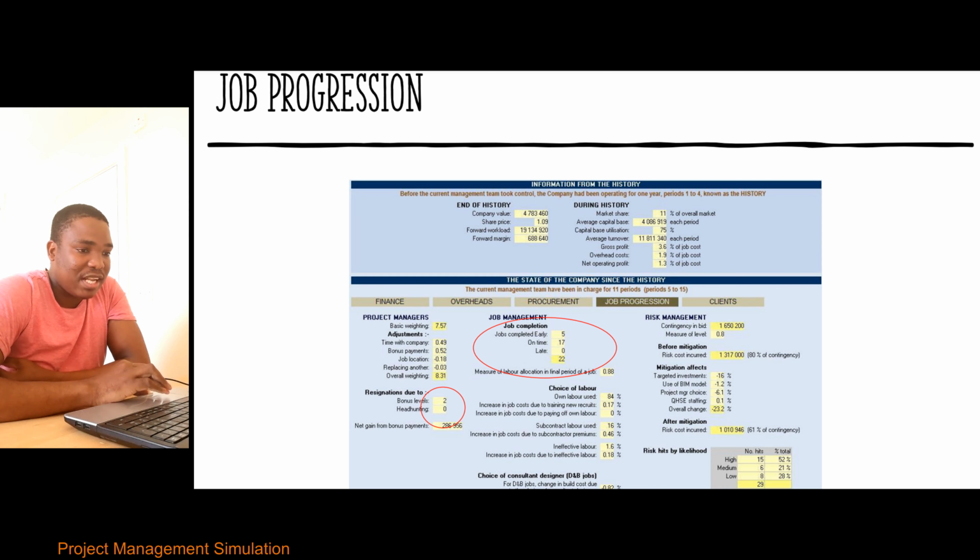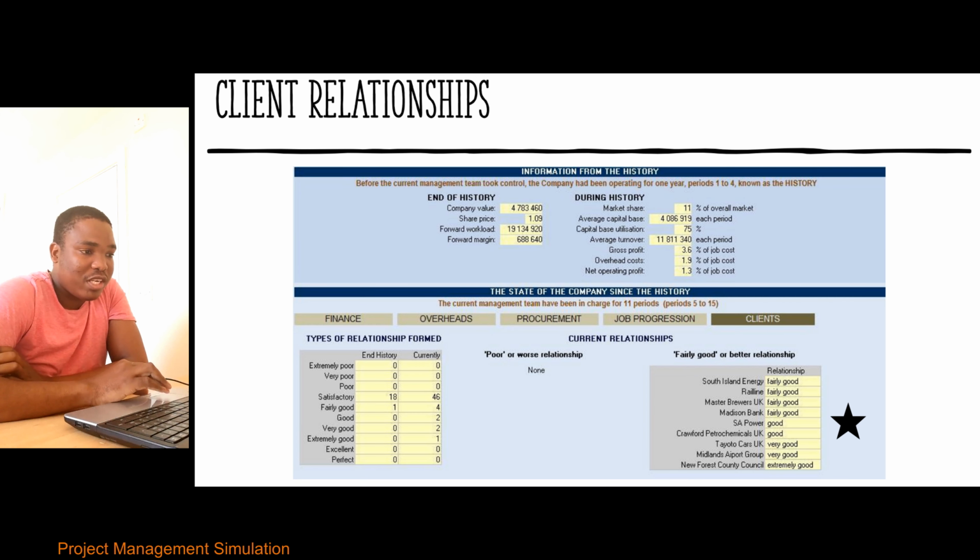As we'll see in the next slide, we've managed to increase our client list from when we took over, it was around 32 clients, and we've managed to increase that to almost 54, 52. And we have no poor relationship with any of our clients right now. We are quite satisfied with that.